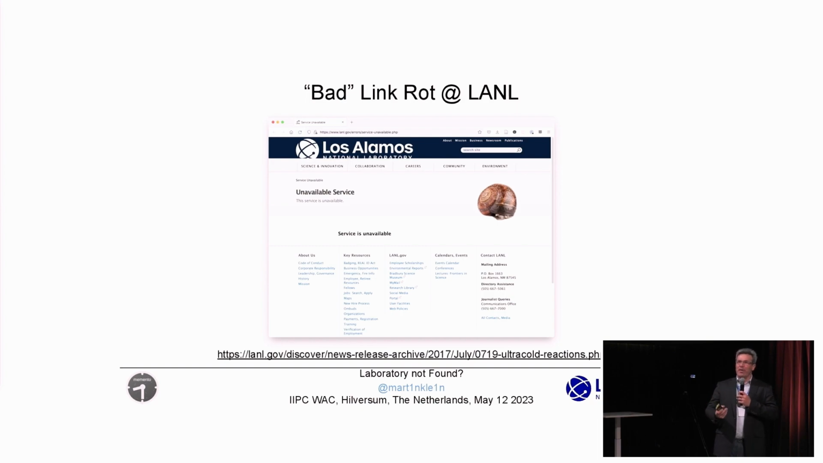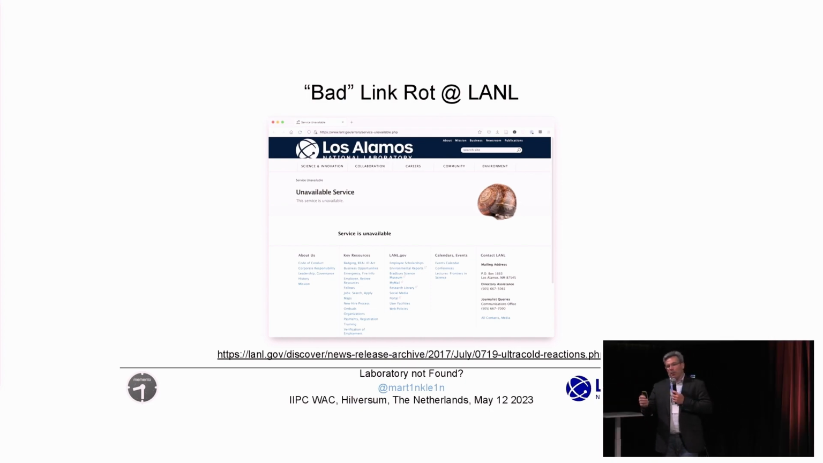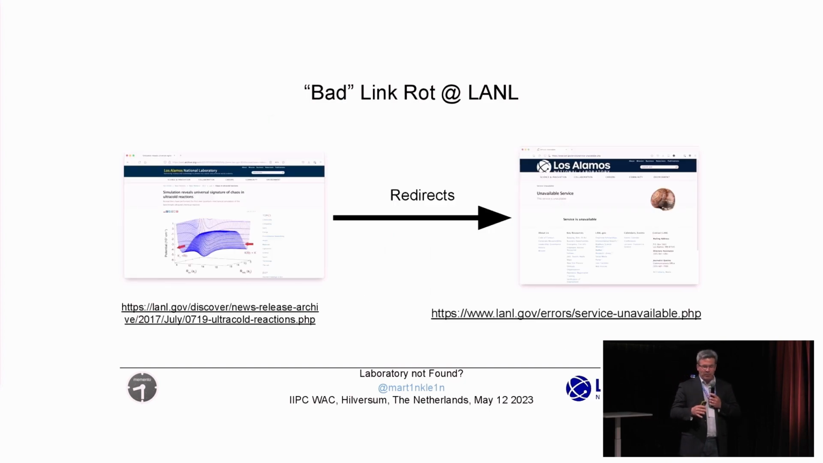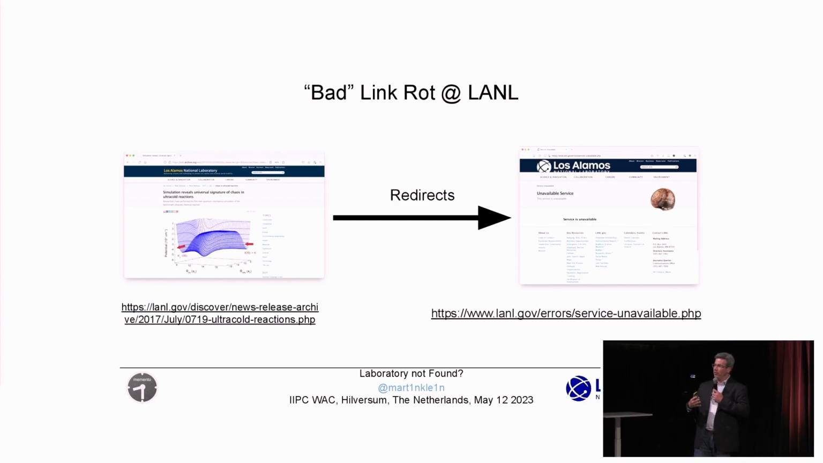Well, you can argue about that, right? But this is what you get when you actually click on this news link from 2017. So just by looking at the URL, I would say, well, this was probably a news article published in 2017, and now I get this. Part of the reason why I say this is bad link rot is on the left-hand side, you see a snapshot, a memento, of an archived version of that page from the Internet Archive in this case, just to give you a visual impression of what that page used to look like. And it now redirects to this unavailable service page.